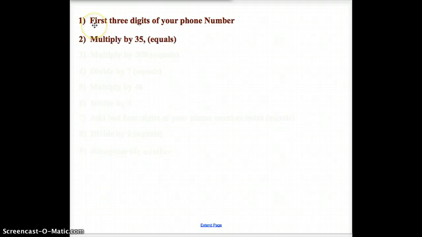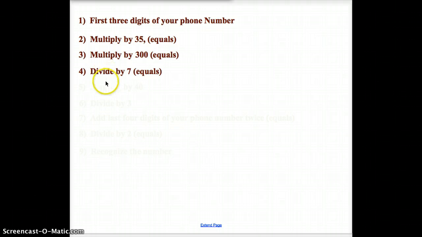Now, I want you to multiply, so go times 35. It's important that after every step I say, you hit the equals button. So you should have multiplied by 35, hit equals. Your third step, multiply by 300, hit equals. Your next step, divide by 7 and hit equals. If I go too fast for you, just pause the video and keep up that way. The steps are all listed here.